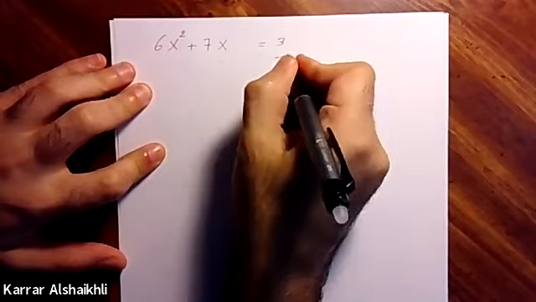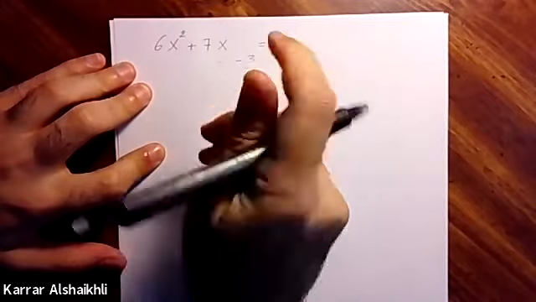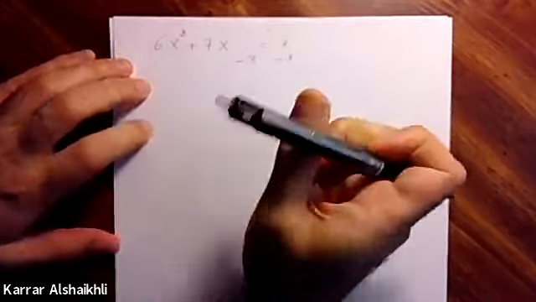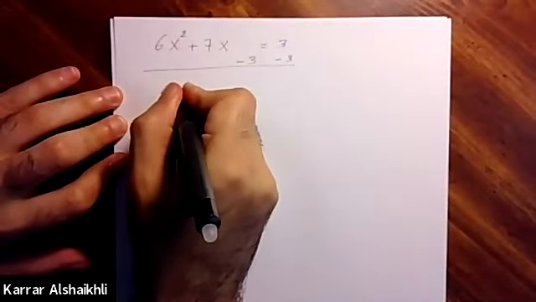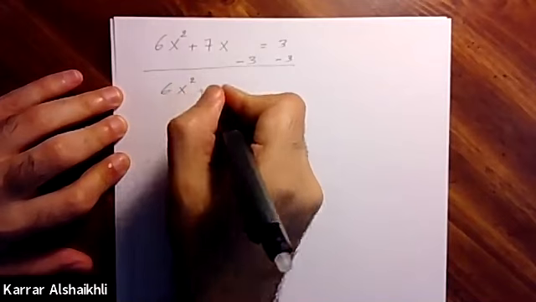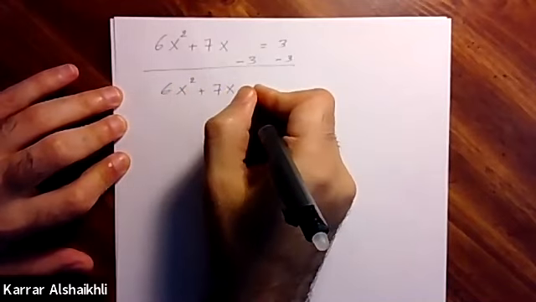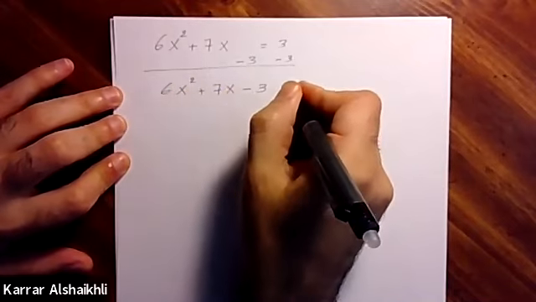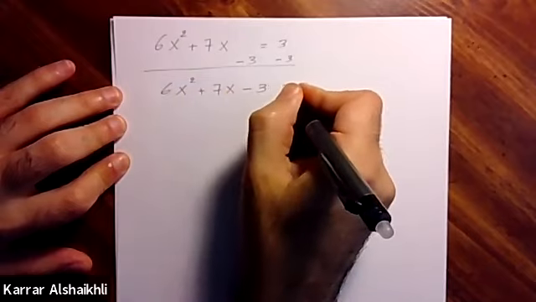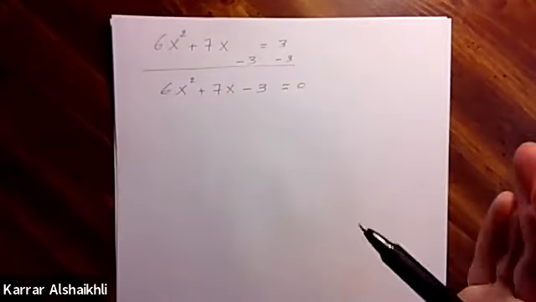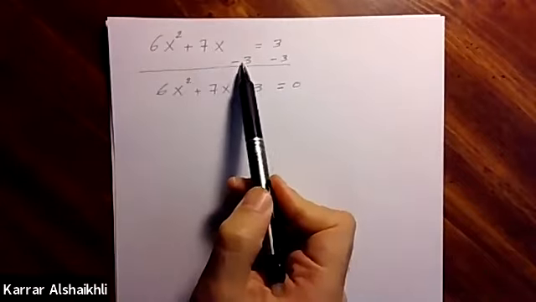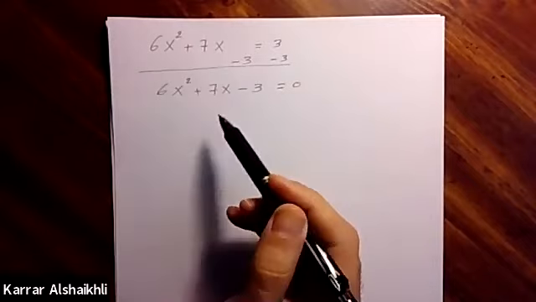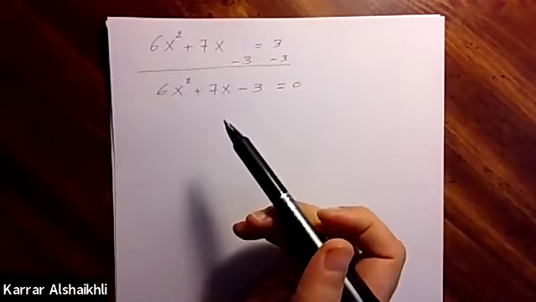You say minus 3 from here, minus 3 from here. So it's going to be 6x squared plus 7x minus 3 is going to be equal to 0. You see, this is the important thing. You have to move all the numbers to one side. I can't combine the 7x with the 3 because they are totally different terms. So I have to write down like this.